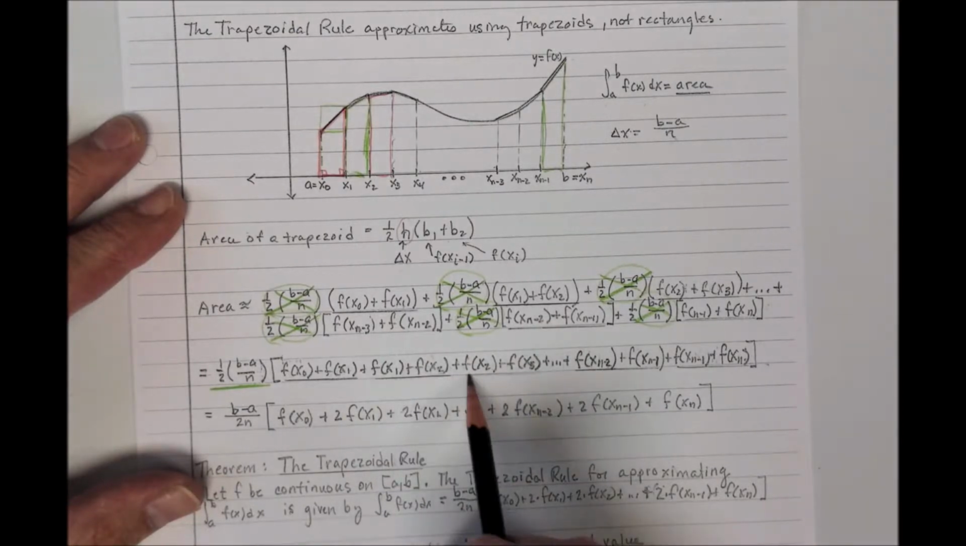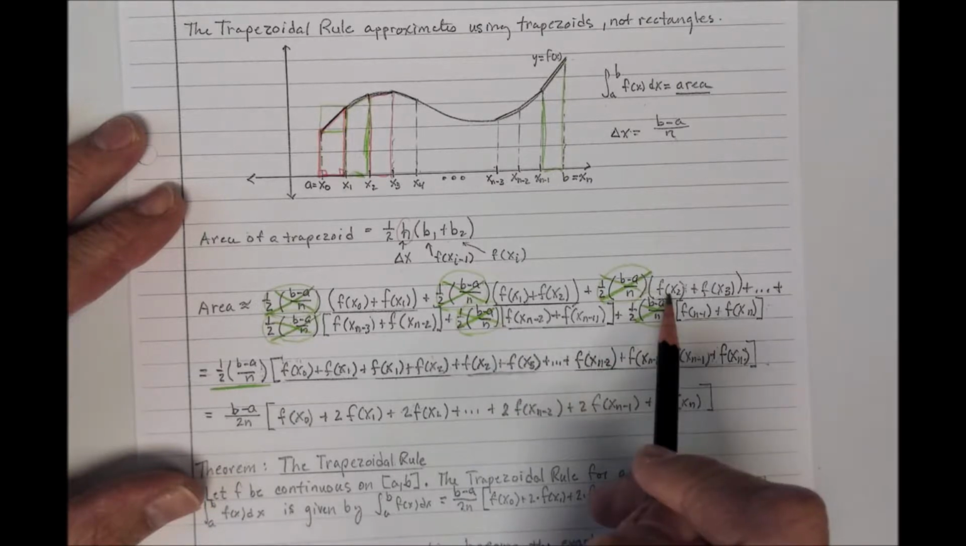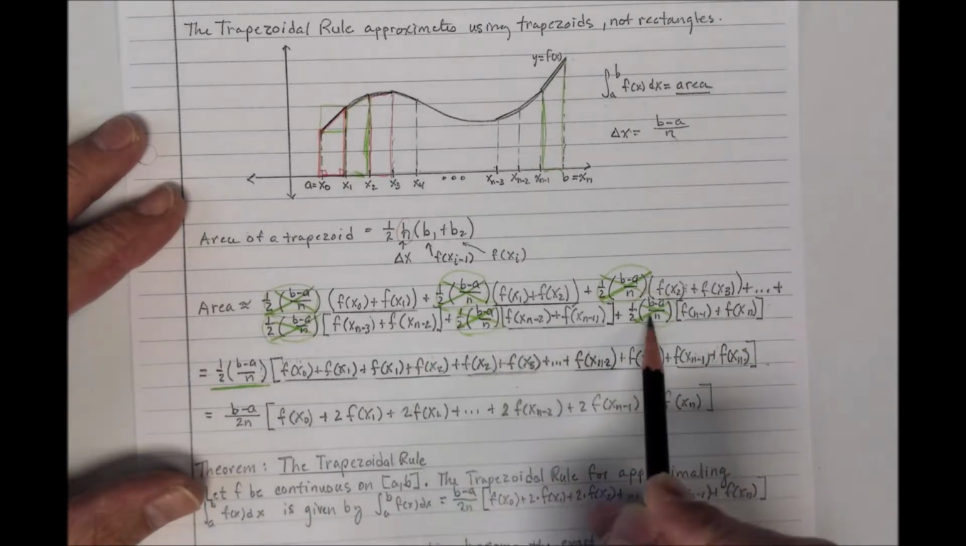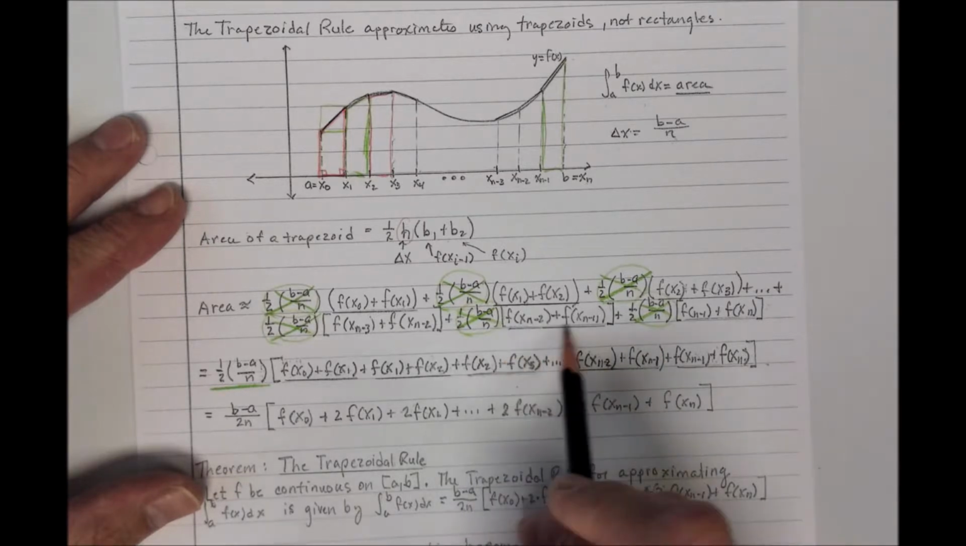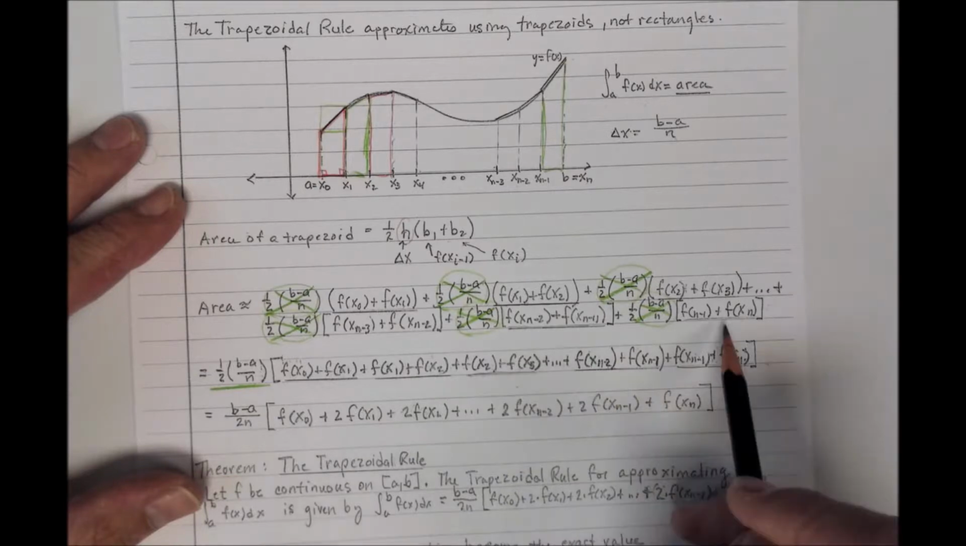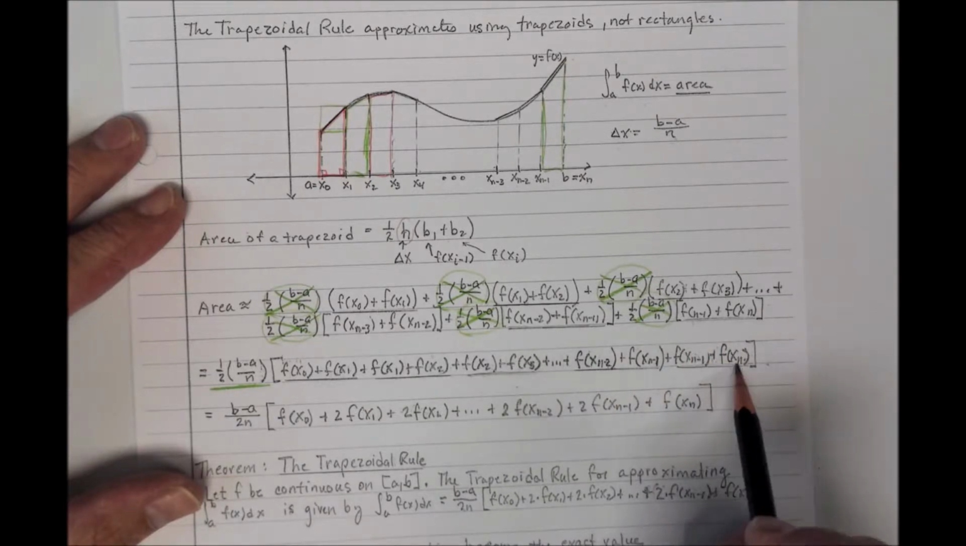That's the second one. Here's the third one, f of x sub 2 plus f of x sub 3. And I continue this all the way to the end here. Here's the second to last one, f of x sub n minus 2 plus f of x sub n minus 1. And then the last one, f of x sub n minus 1 plus f of x sub n.